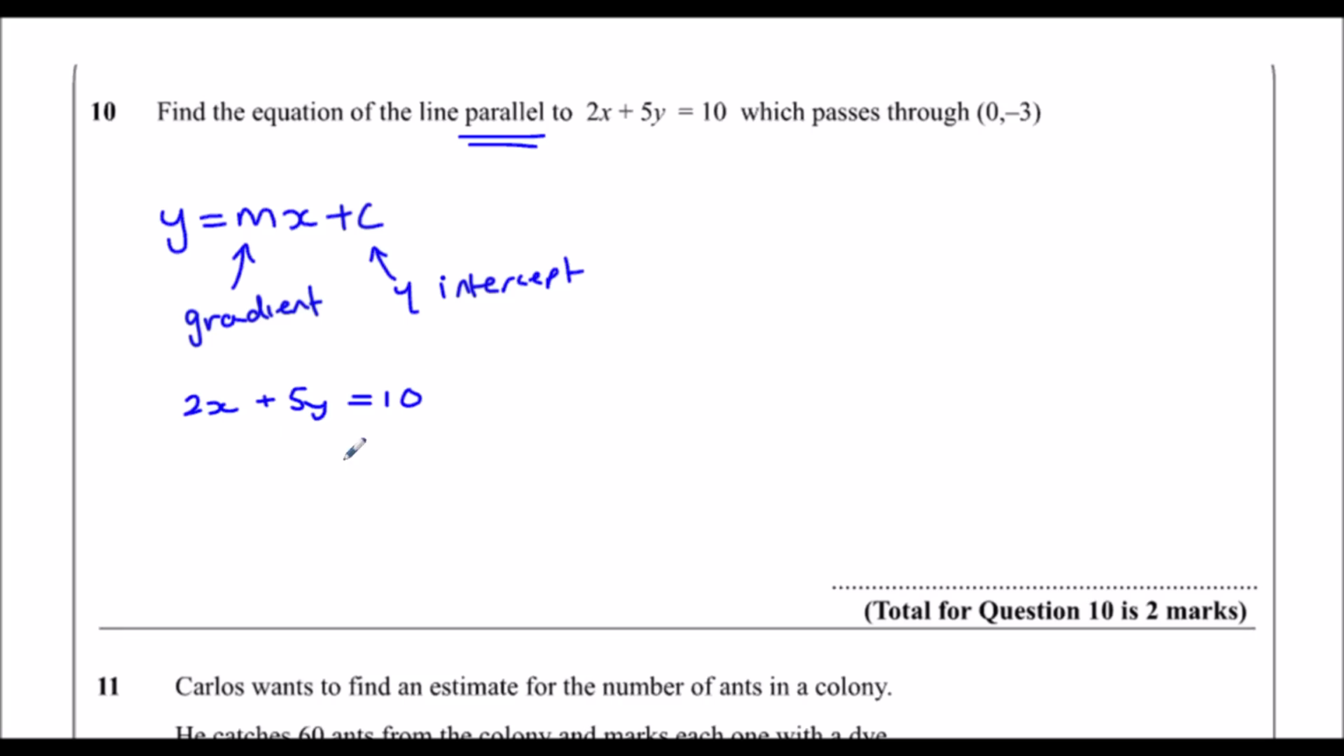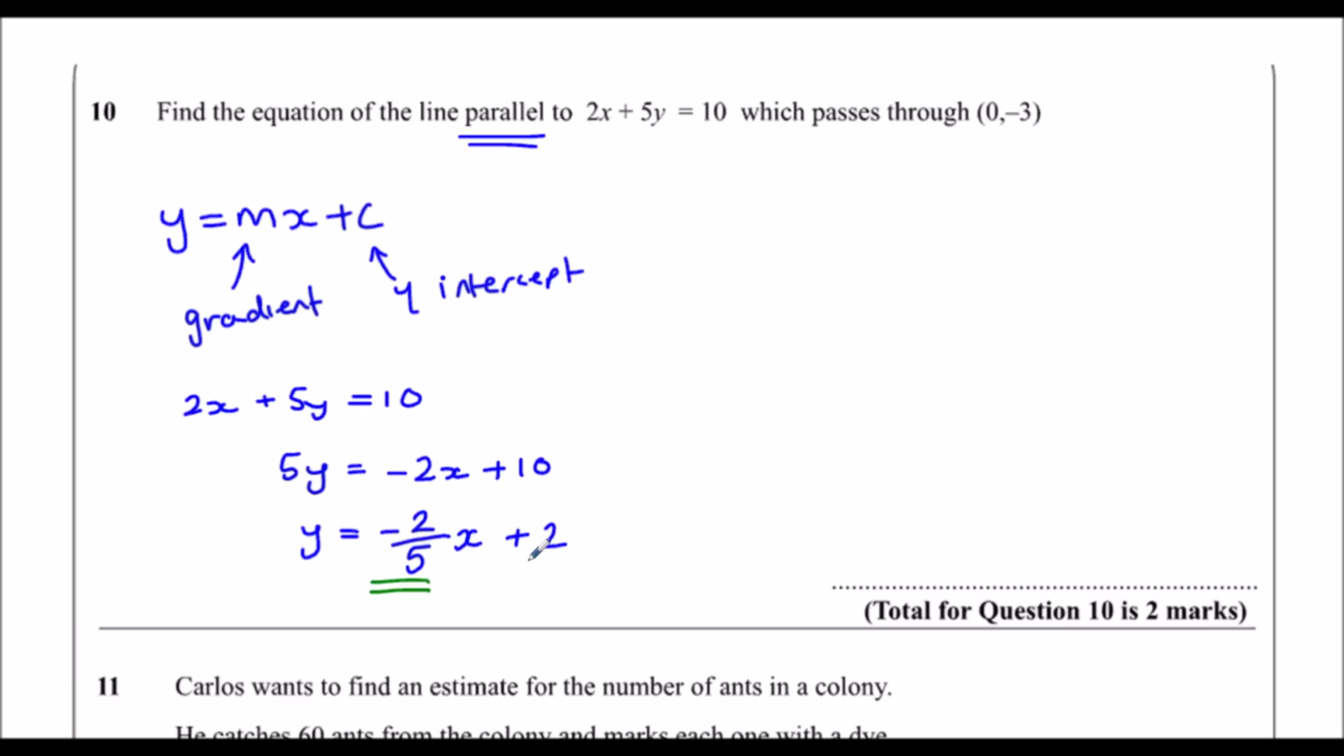We can find the gradient of this by making y the subject. So let's take 2x away from both sides. So I could write 10 minus 2x, but I'm actually going to write them the other way around, so it's in the form y equals mx plus c. So I'm going to write minus 2x plus 10. Now I'm going to divide each term by 5 individually. So 5y over 5 is y. Negative 2 over 5, I'm just going to write as negative 2 fifths. And 10 over 5 is 2. So the equation of this line is y equals negative 2 fifths x plus 2.